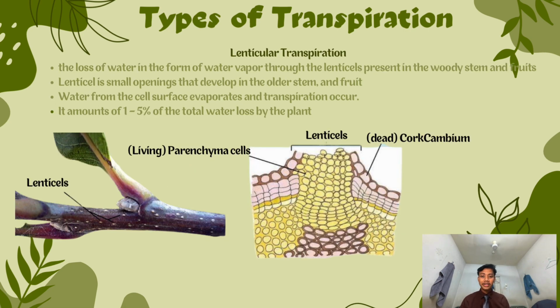Next, the second type of transpiration is lenticular transpiration, the loss of water in the form of water vapor through the lenticels present in the woody stem and fruit. A lenticel is a small opening that develops in the older stem and fruit. Water from the cell surface evaporates and transpiration occurs. Its amount is 1 to 5% of the total water lost by the plant.